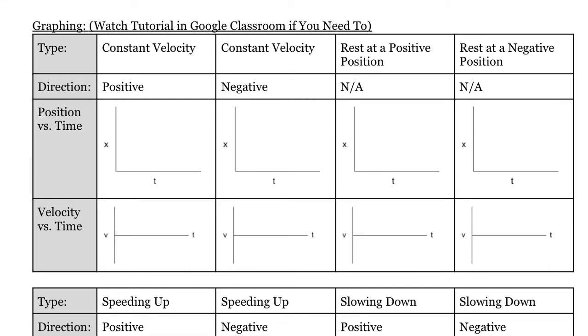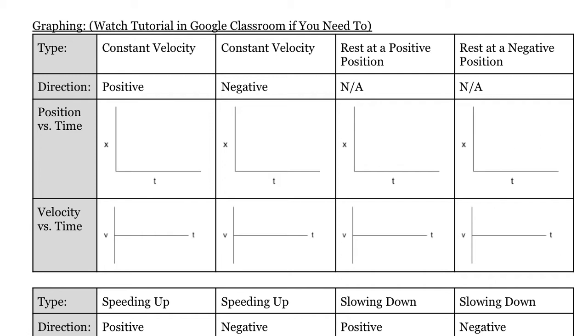Hey guys, I wanted to do a little extra graphing tutorial for you, just because I know a lot of people have really been struggling with graphing and how to figure it out. So we're going to talk through position versus time graphs and velocity versus time graphs for 8 different scenarios. These are in your review. So if you need help with them, you just go through this video with me and hopefully we'll get it down.